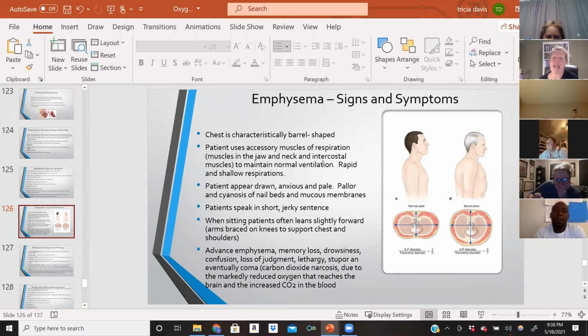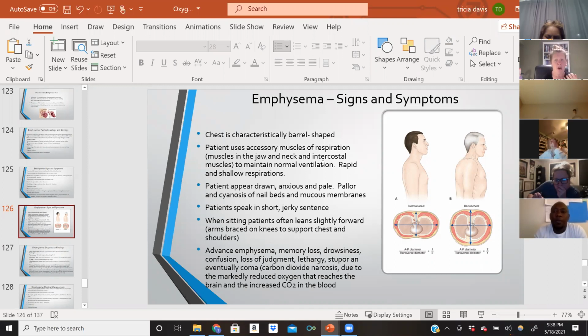They can have pallor and cyanosis of nail beds and their mucous membranes, and they typically speak in short, jerky sentences because they don't have the oxygen to hold a normal conversation. So when you talk to them and you say, "Mrs. Jones, are you having any pain today?" "Yes, I have pain." That's how they talk to you.